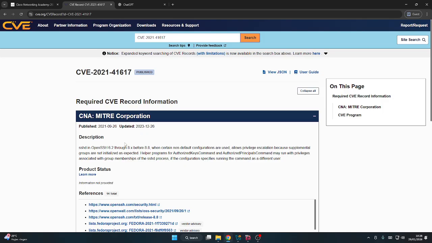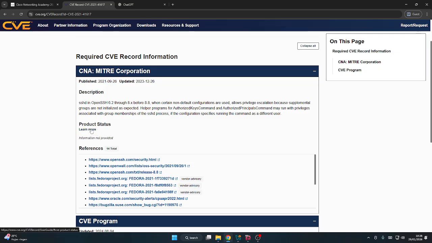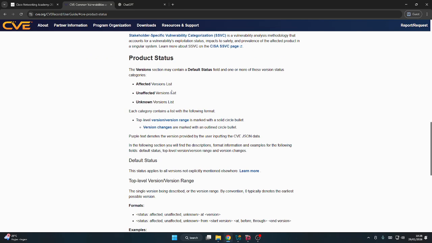The description is: sshd in OpenSSH through 8.x, when certain non-default configurations are used, allows privilege escalation because supplemental groups are not initialized as expected. Helper programs for AuthorizedKeysCommand and AuthorizedPrincipalsCommand may run with privileges associated with group membership of the sshd process if the configuration specifies running the command as a different user. So the product status is here: affected, unaffected.